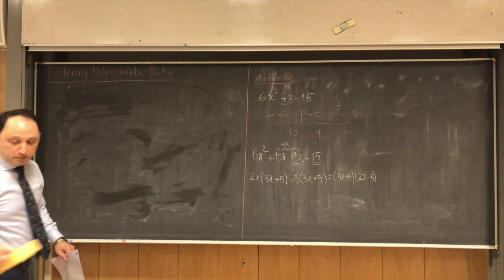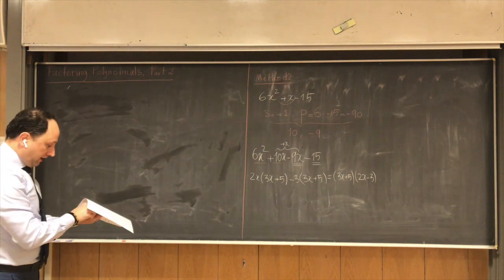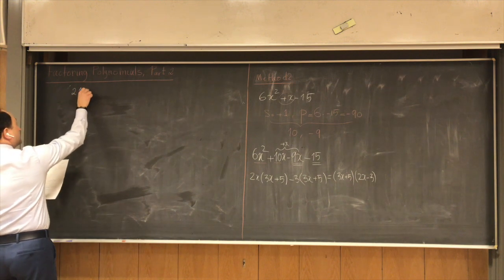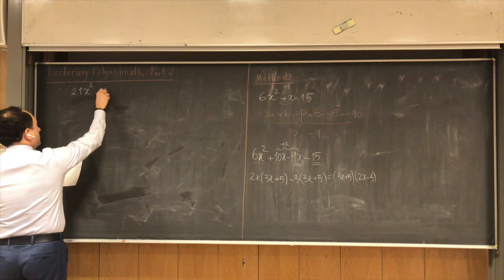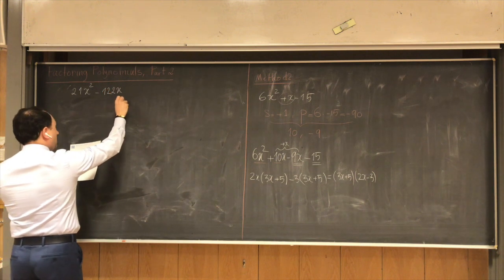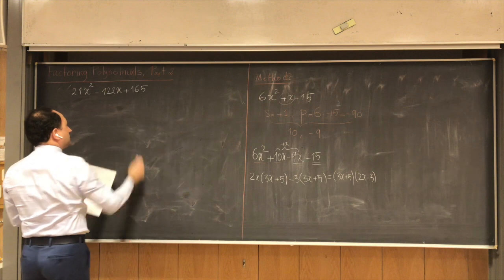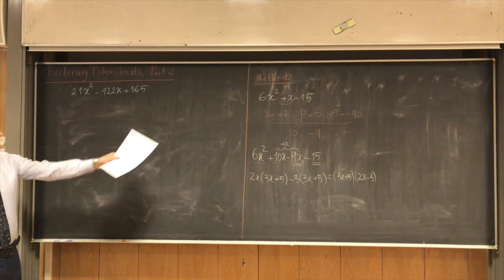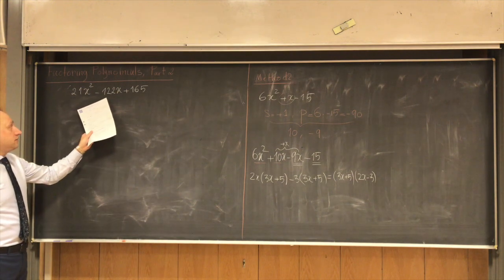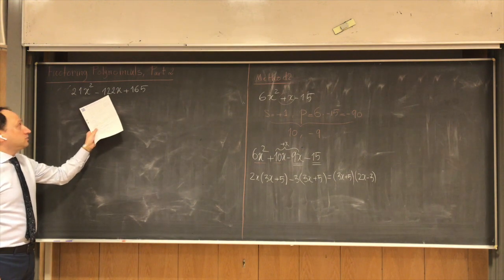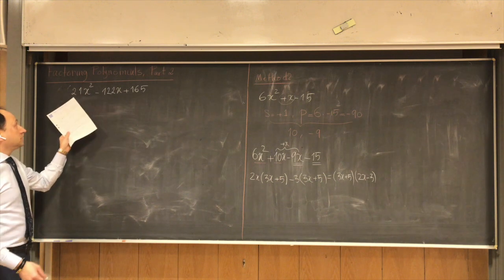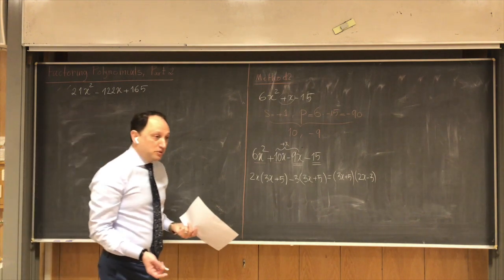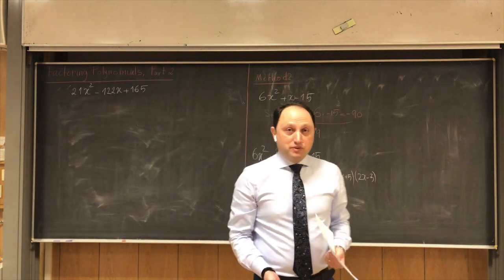So what happens, for example, if I ask you to factorize this, even if you have a calculator? For example, 21x squared minus 122x plus 165. If you want to solve this using the methods that I described, you need to ask yourself, can I find two numbers whose sum is negative 122 and whose product is 21 times 165?